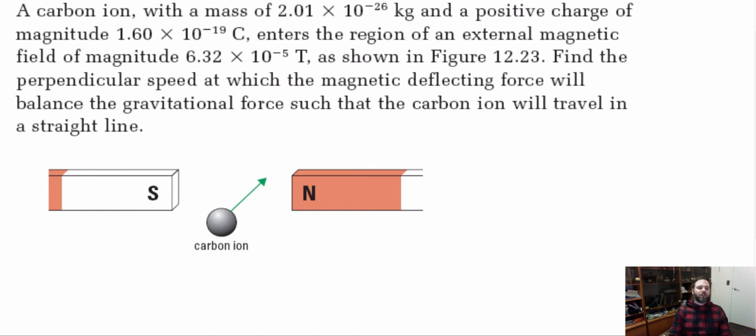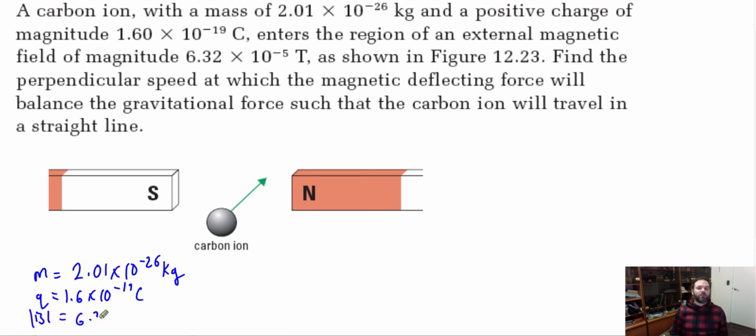So let's take a look at our last question here. We have a carbon ion with a mass of 2.1 times 10 to the negative 26 kilograms and a positive charge of a magnitude of 1.6 times 10 to the negative 19 coulombs, which enters a region of external magnetic field of 6.32 times 10 to the negative 5 teslas. Find the perpendicular speed at which the magnetic deflecting force will balance the gravitational force such that the carbon ion will travel in a straight line.